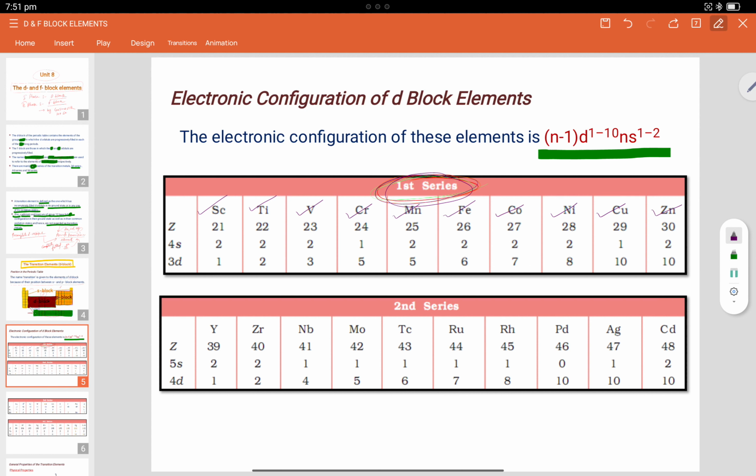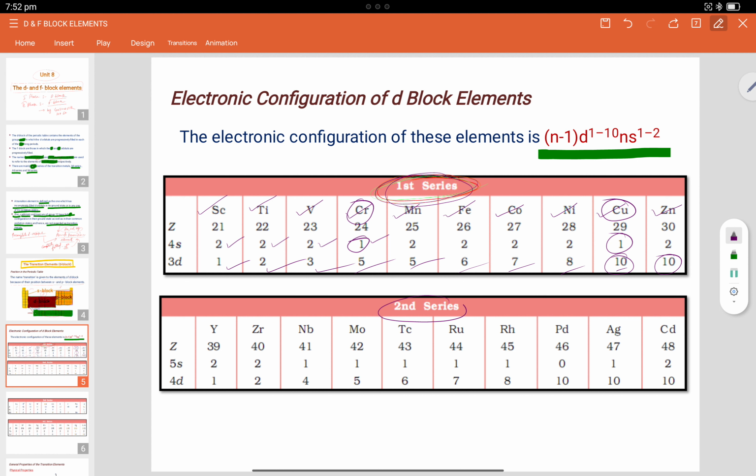4s subshell: 2 electrons, 2 electrons, 2 electrons, 1 electron. Chromium is an exceptional case, and copper is also an exceptional case. That is why here you have 1 electron in the 4s orbital. In the d orbital: 1 electron, 2, 3, 5, 5, 6, 7, 8, 10. This is completely filled, and this is also completely filled.